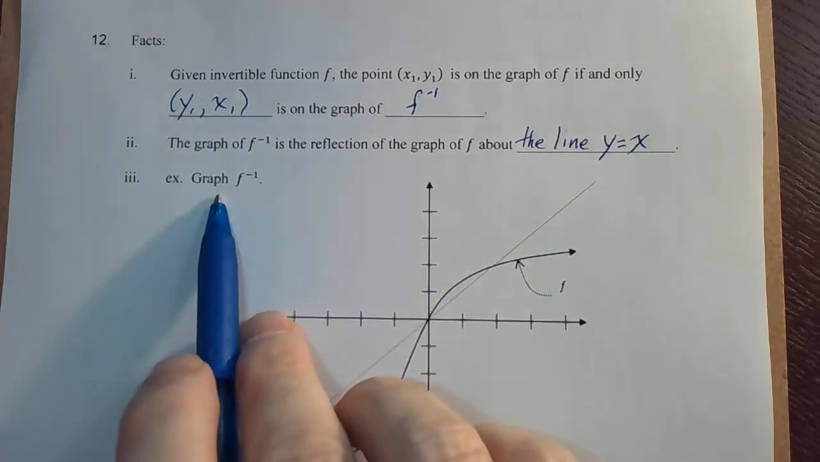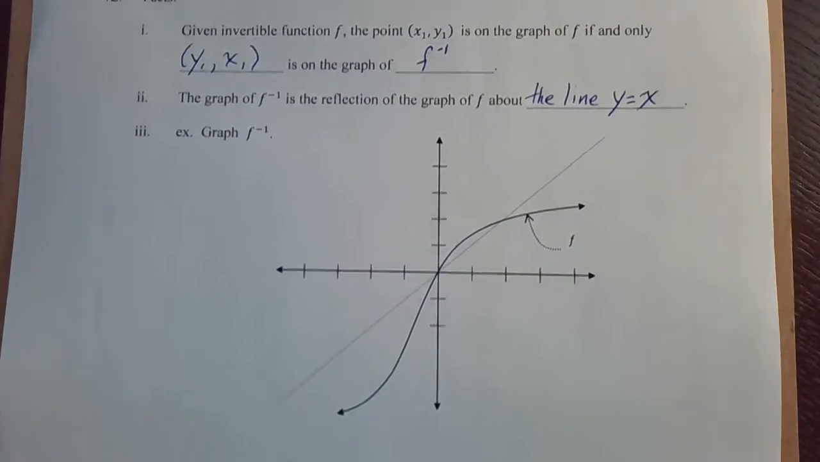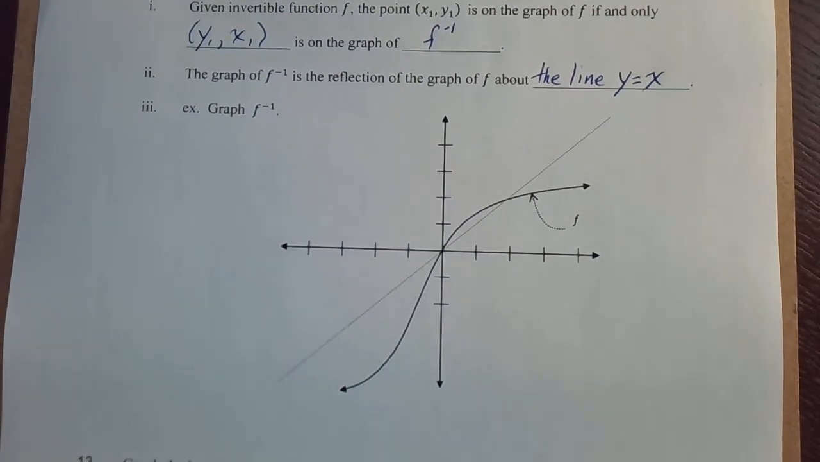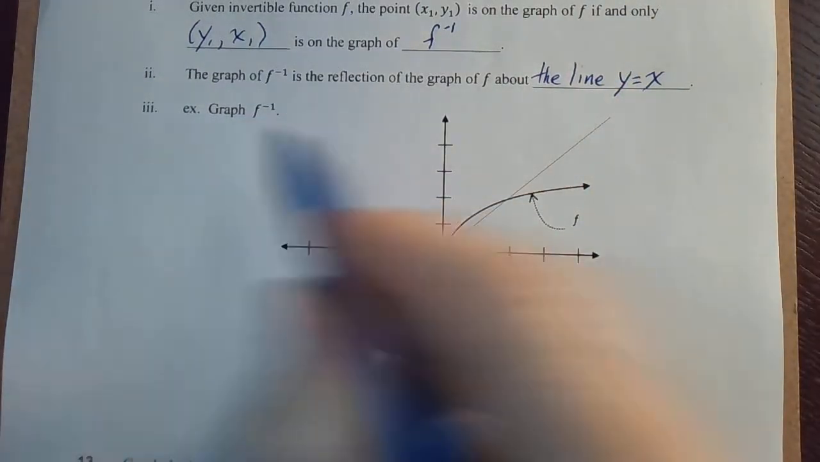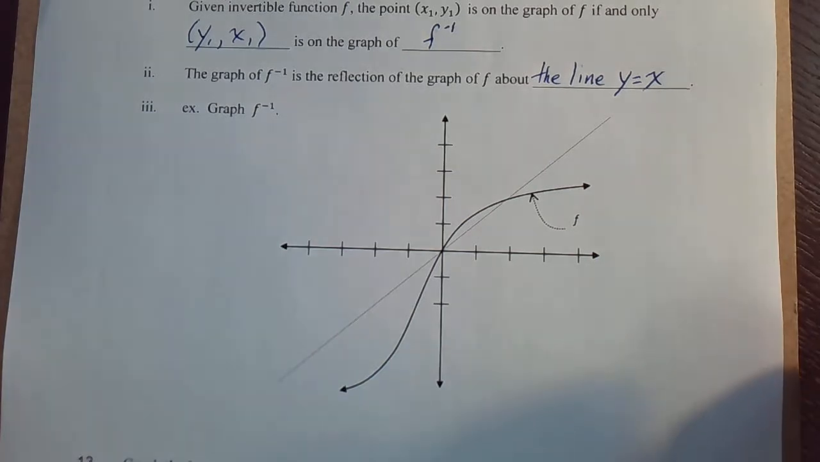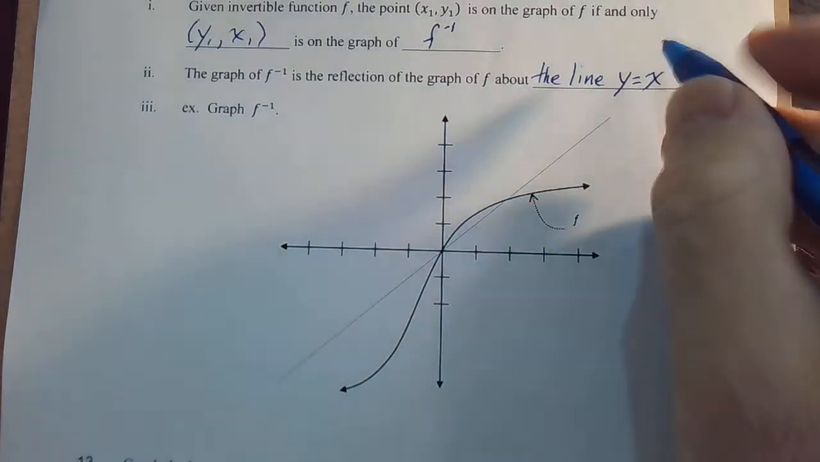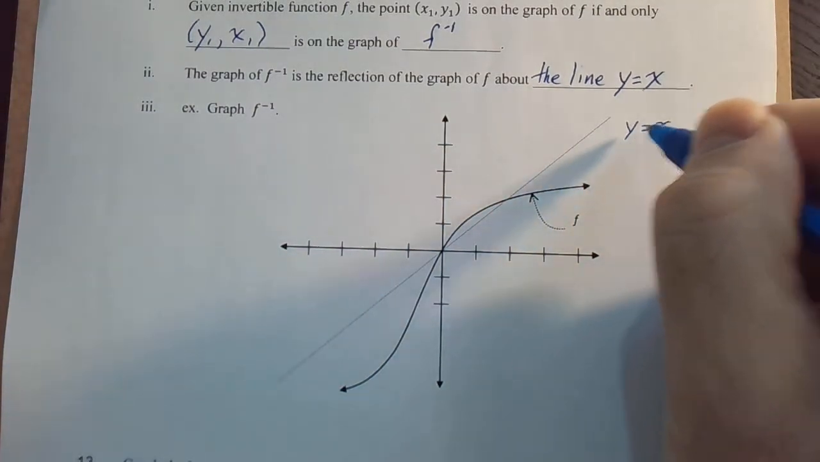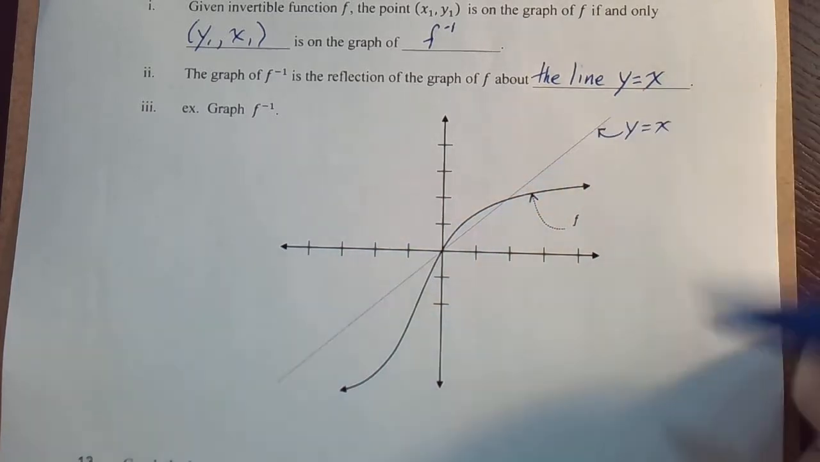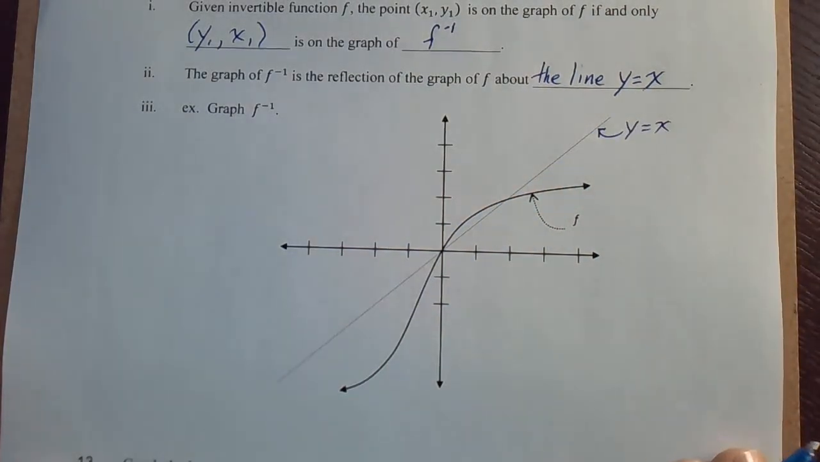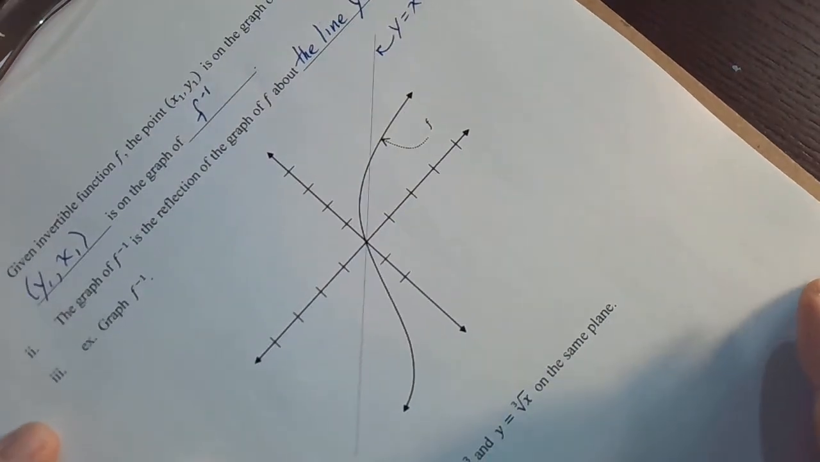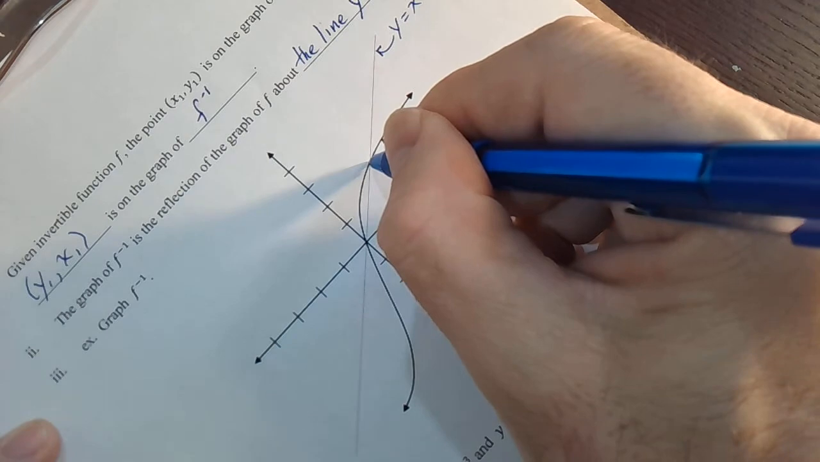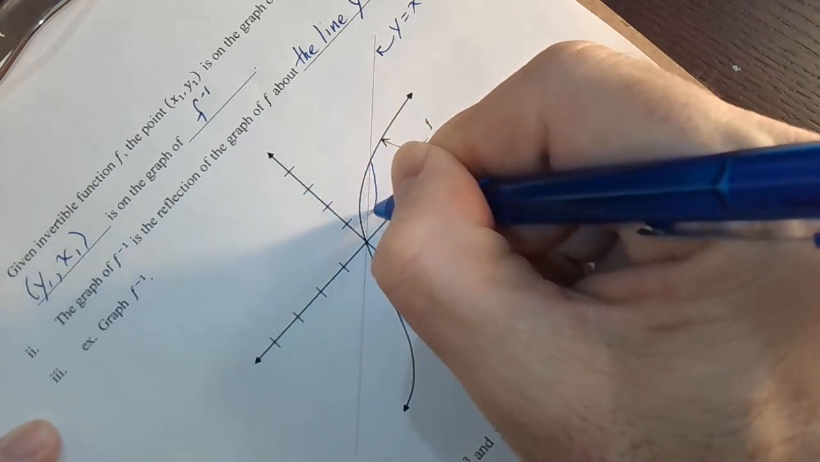Okay, example. I've given you a graph here with a function f. And what I want is to graph f inverse. All I need to know is, and this is the line y equals x right here. So all I need to do, I'm going to angle this a little bit, is use that to be my mirror. So I'm going to graph it as best I can here. I'm not a good artist.